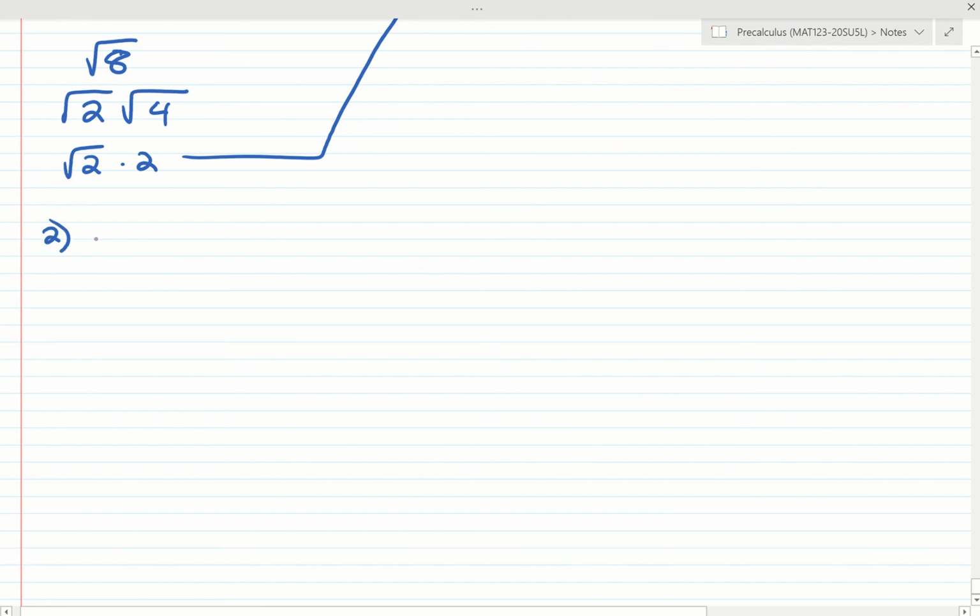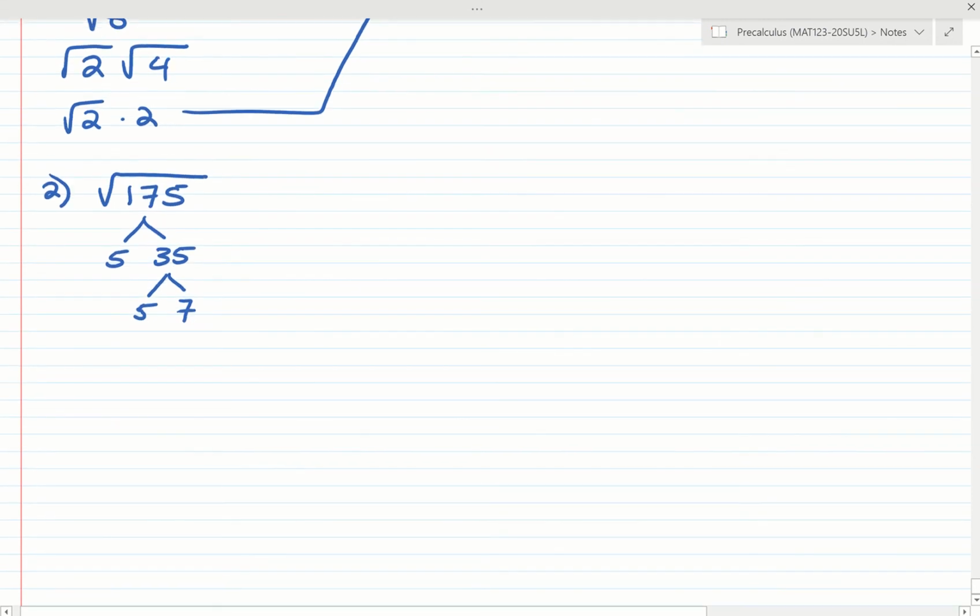How about the square root of 175? All right, well, let's think about what goes into 175. Definitely 5, right? So this would be 5 and 35. 35 could be broken down to 5 and 7. And we'll do what we did before. We're looking for groups of 2 of the same numbers. Here's a group of 5, one group of 5s, and then there's a 7 left over. So that would be the answer.